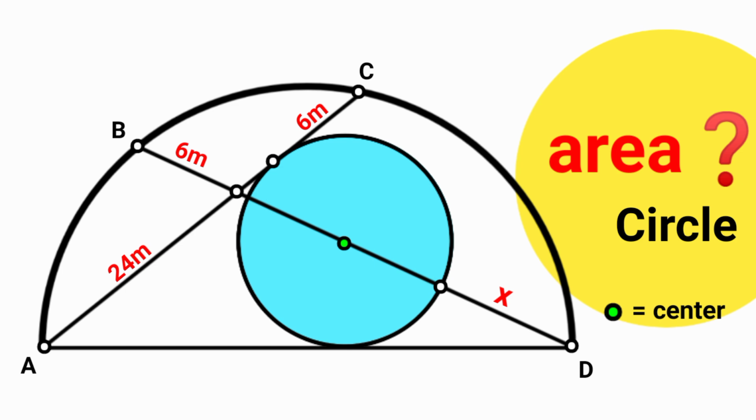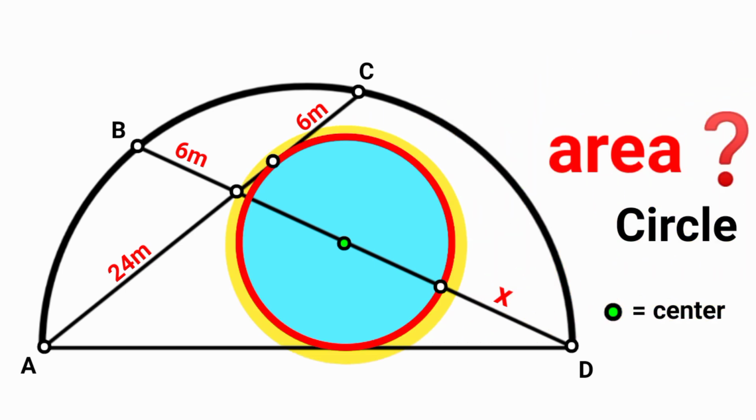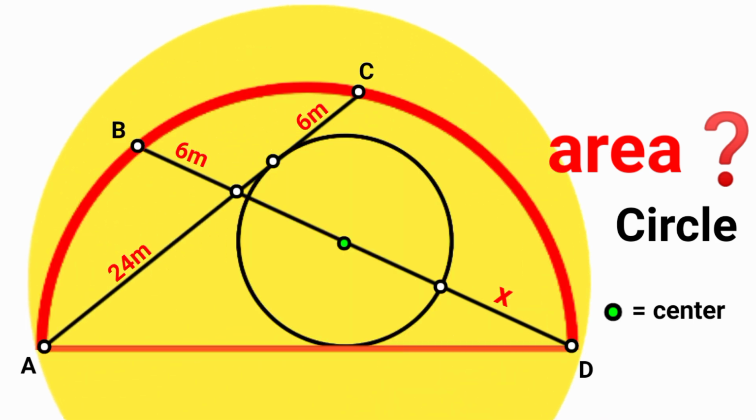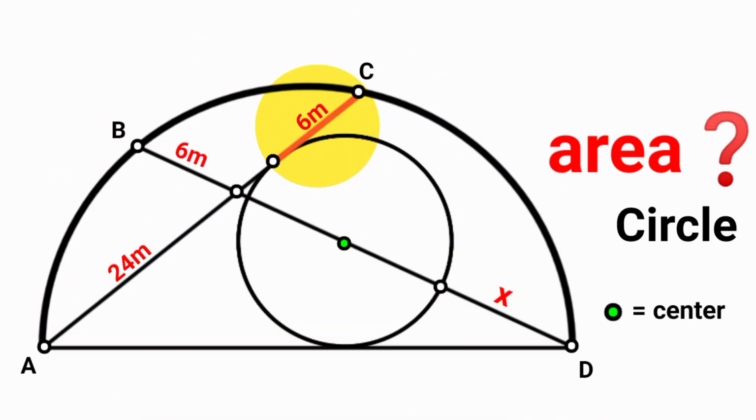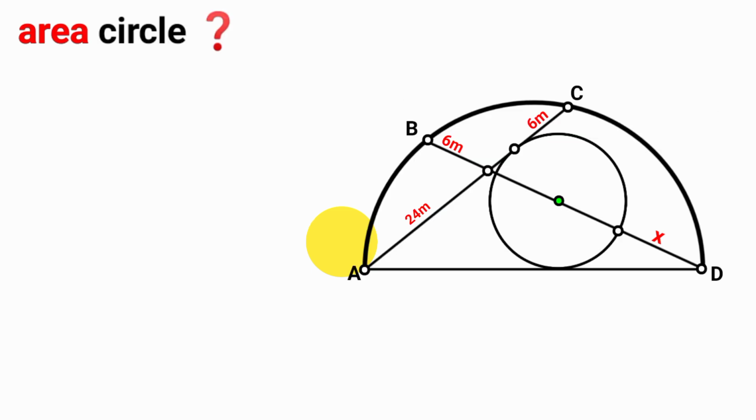We are asked to calculate the area of this circle here. We can see this figure is a semicircle. The length of this line segment is 6 meters. That of this is 24 meters. This segment also has its length to be 6 meters. This point is the center of the circle. So how can we solve this? How can we calculate the area of the circle?